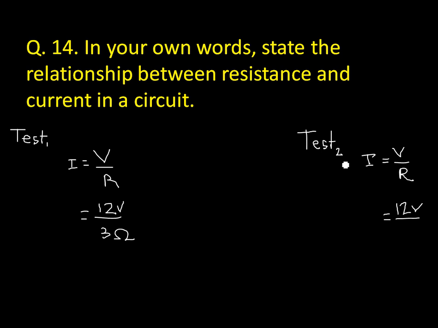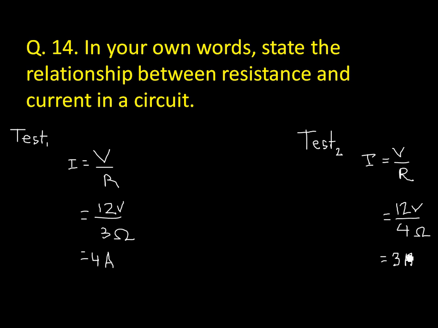Now here's where it changes. In test number 2, let's try to increase resistance. I'm going to raise it up to 4 ohms. I solve this, and in test equation number 1, my current is 12 divided by 3. That's going to be 4 amps of current. Now let's see what happens when I increase the resistance. In this case, I have 12 divided by 4. That's going to equal 3 amps.